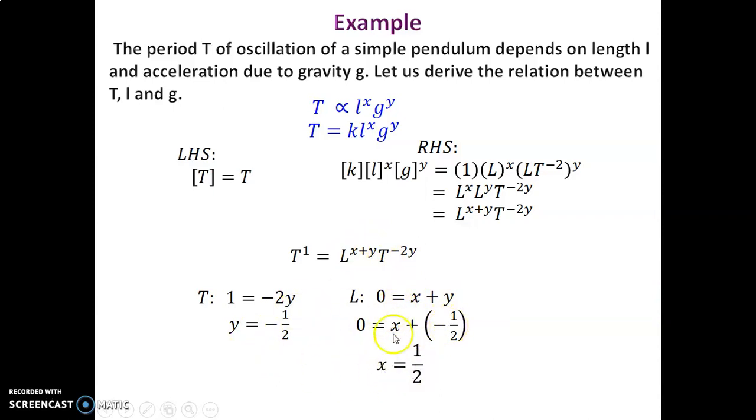With these values, you insert them into the equation above, then you get T equals k L to the power of 1 over 2 and g to the power of negative 1 over 2. Therefore, you establish the equation: T equals k square root of L over g.